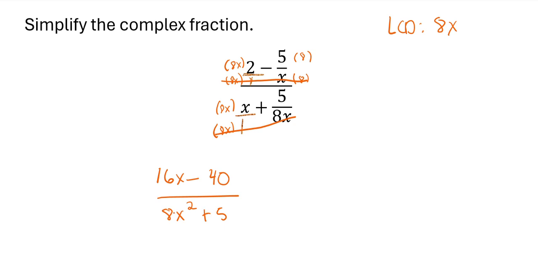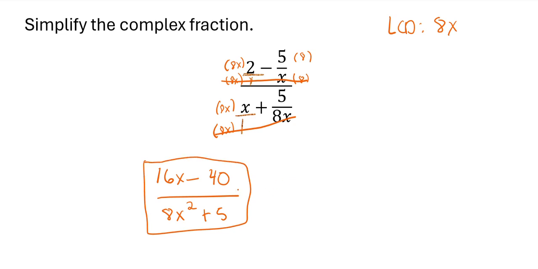Now, at this point, you need to check if you can factor again. So I have 16x minus 40. In 16 and 40, I can definitely divide by 2 and by 4, and also by 8. But in the denominator, I have this 8 and 5. I cannot break down that anymore. So why even bother simplifying the numerator if I cannot simplify the denominator, right? So this right here will be a good answer.